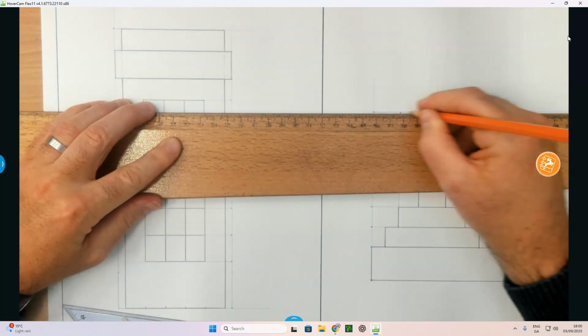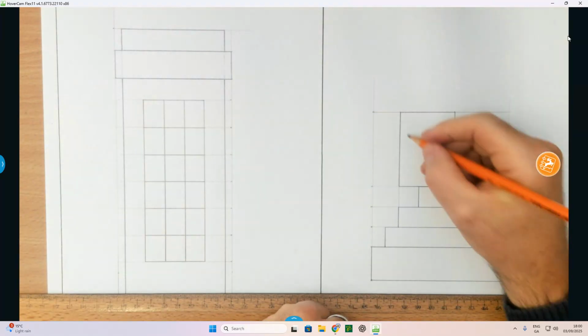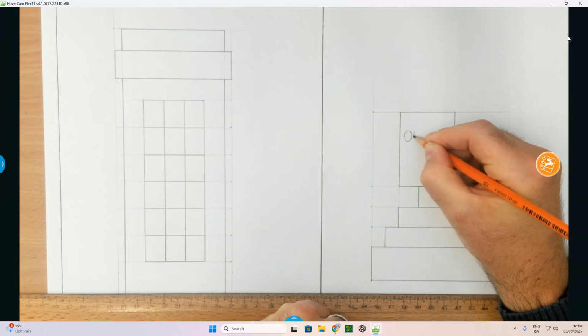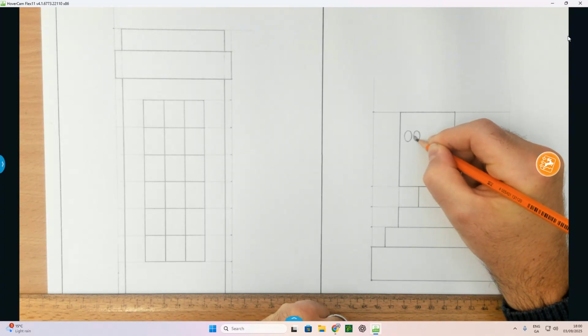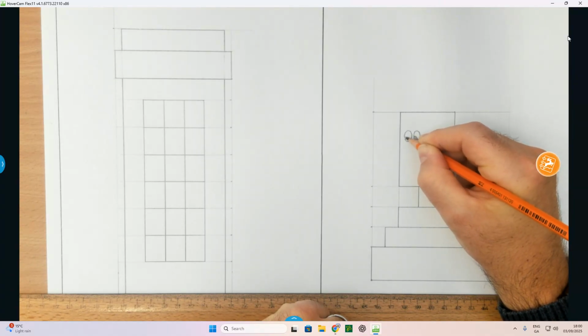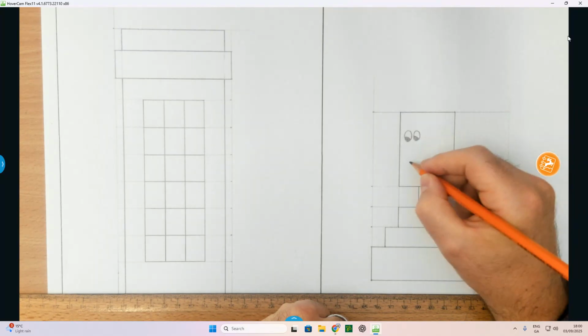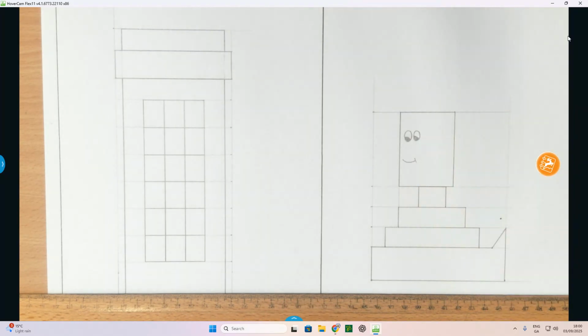And then finally it tells us draw in two little eyes, best you can. Sure, a lot of you can do much better than me there. And then sure, there we go.